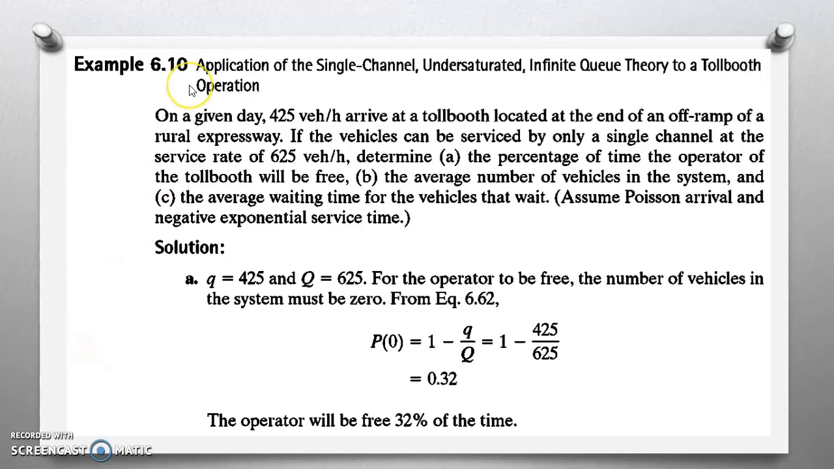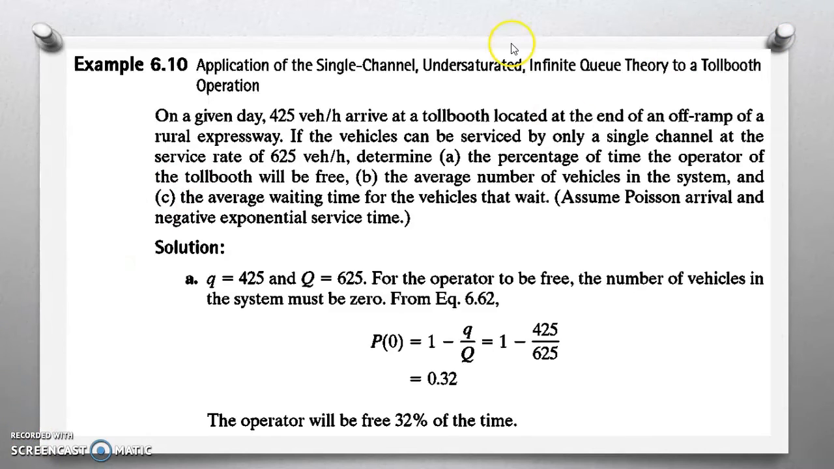Let's use this example. Application of single-channel undersaturated infinite queue theory to a toll booth operation. On a given day, 425 vehicles per hour arrive at a toll booth located at the end of the off-ramp of a rural expressway. If the vehicles can be serviced by only a single channel at a service rate of 625 vehicles per hour, determine the percentage of time the operator of the toll booth will be free, the average number of vehicles in the system, and the average waiting time for the vehicles to wait.